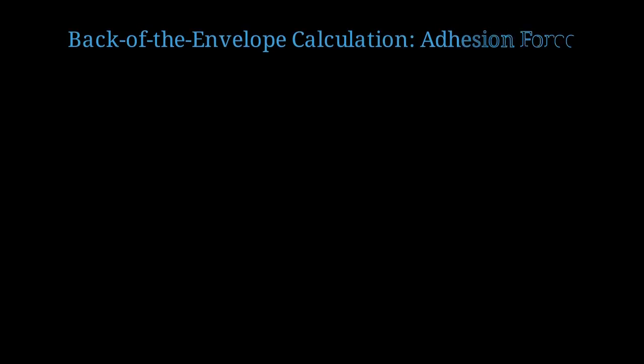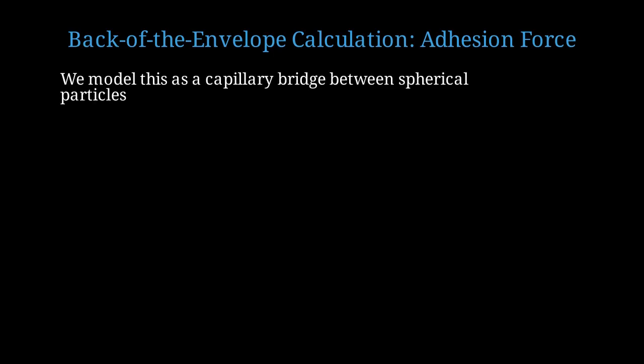Let's perform a back-of-the-envelope calculation. What is the adhesion force between two rice grains mediated by this starch gel? We can model this scenario as a liquid capillary bridge between two spherical particles. The adhesion force depends on surface tension and contact geometry. The adhesion force is approximately 2 pi r gamma sine theta, where r is the contact radius, gamma is surface tension, and theta is the contact angle.